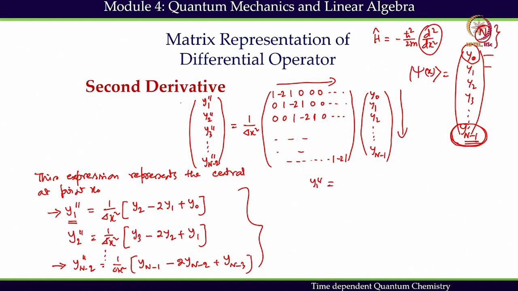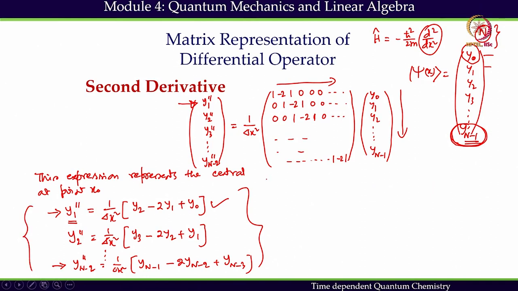So in that case, I will be equating this y1 value to the first product. That product is going to be y0 minus 2y1 plus y2, and all the others are 0 because they are multiplied by 0. So in the end, I get back this expression. Of course, we have this 1 by delta x square. So each element will be equated to each element, and we will get back this set of equations. So this entire set of equations one can represent in this matrix form.